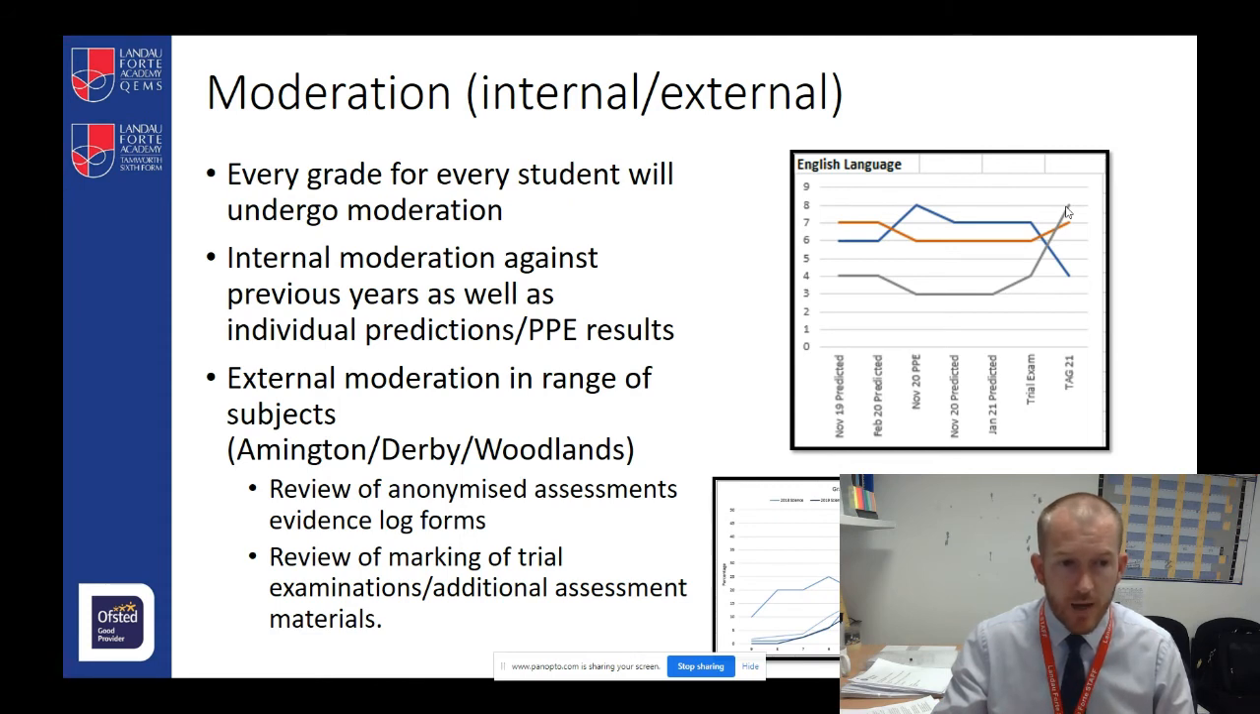The reason for that, we will share anonymised assessments as well as the evidence logs, where they will be reviewed and agreed upon in terms of we're checking externally that we're getting it right. It'll also be a review of the marking of some of those assessments to ensure that they are fair and accurate and they are not too high or too low. So that is the purpose of our moderation process.